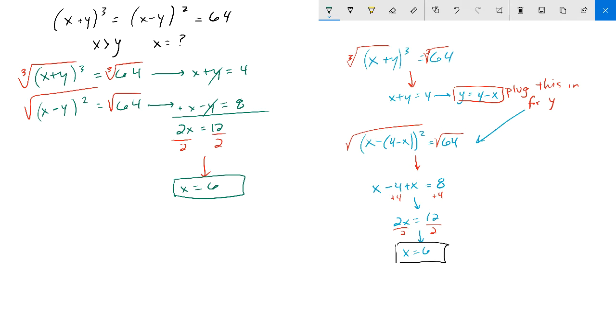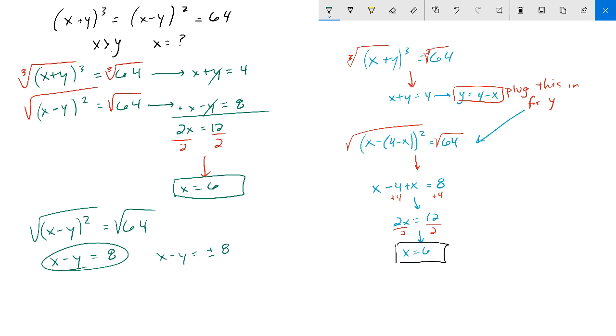One quick question we get asked sometimes with this problem is when we take the square root of x minus y squared equals 64, how do we know that it's x minus y equals 8 rather than x minus y equals plus or minus 8? Because we always stress that when you take the square root, you have to include the plus or minus. Well, the reason that we know it's not plus or minus in this case is because we're told in the question prompt that x is greater than y. And that can only be true if x minus y is a positive number, meaning we know x minus y is equal to 8 and not negative 8.